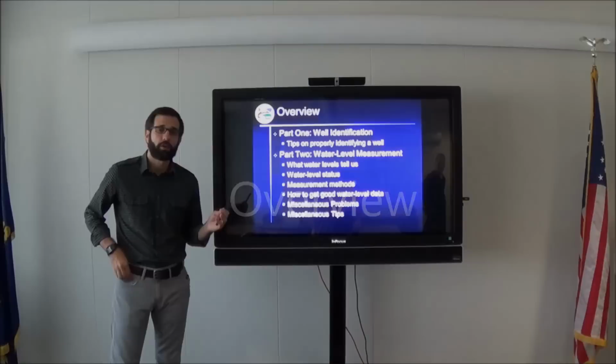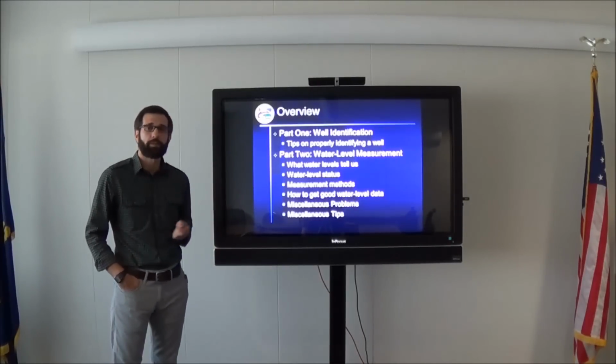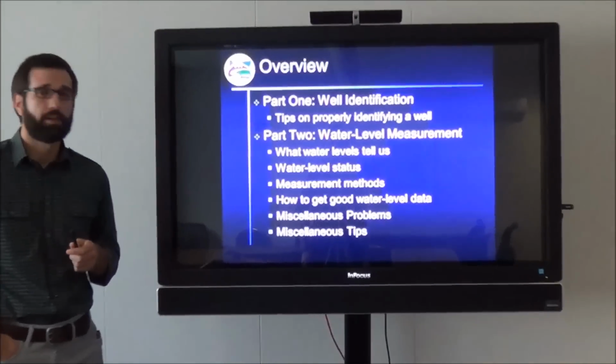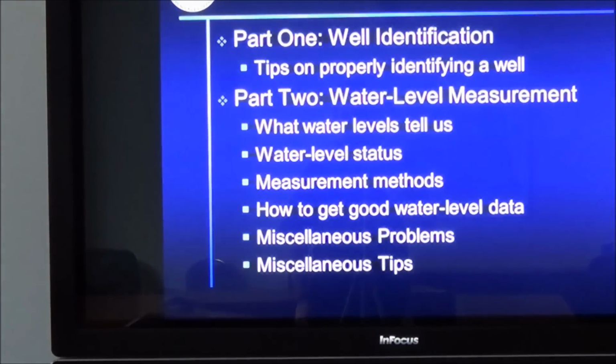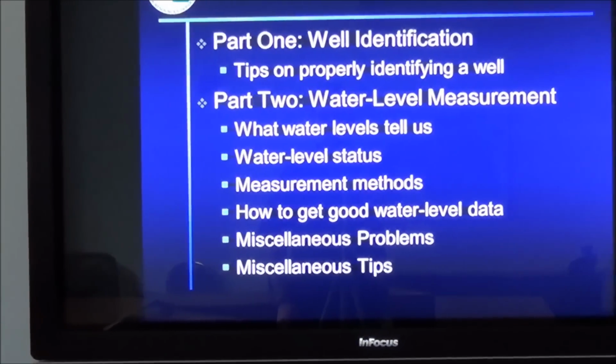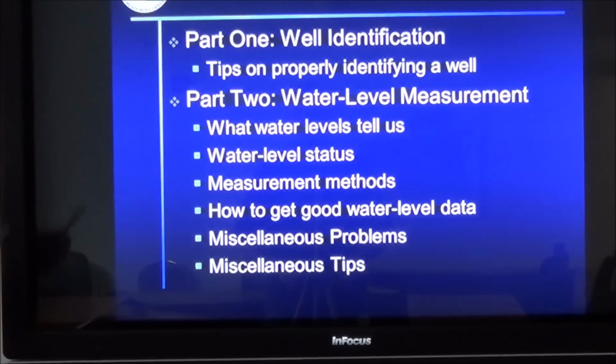Now here's a brief overview of what I'll be talking about today. In the first part, we'll be talking about well identification. I'll give you some tips on how to properly identify a well. This is the first part, and the most important part is to ensure that you're measuring the correct well. Next, we'll get into water level measurement. I'll talk about what water levels tell us, what information it gives us, what water level status is, some measurement methods that we use to measure water levels, how to get good water level data, some miscellaneous problems you may run into while you're out there measuring water levels, and then some tips on how to get around those problems.